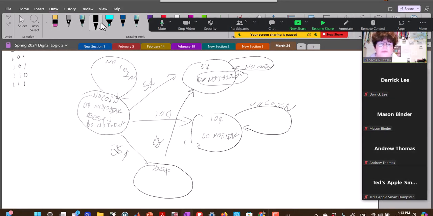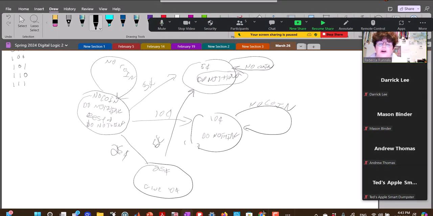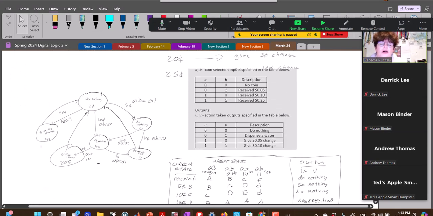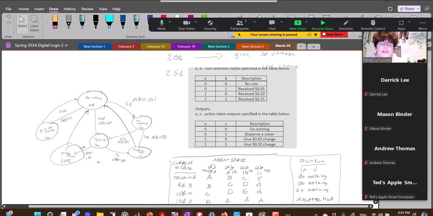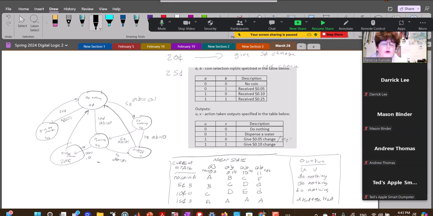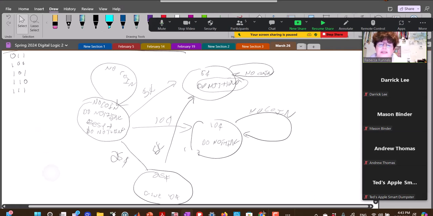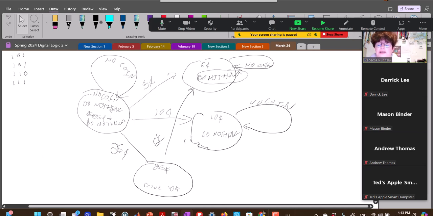And I'm assuming, it's not real clear, that what this means is that your action is to give 10 cents change. Because your only choices for action are dispense water, give 5 cents change, and give 10 cents change. My assumption is that giving 5 cents change means you give 5 cents change and water. You give 10 cents change and water. You're not just taking the money and not doing anything with it. So your action if you're at the 25 cent state is to give 10 cent change.